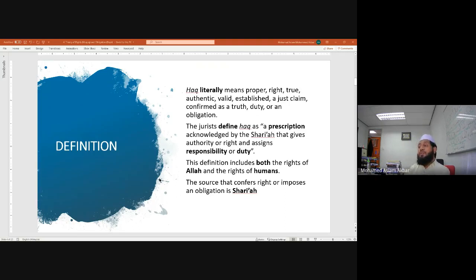So haq literally means proper right. This is the definition. Let's go to the definition.